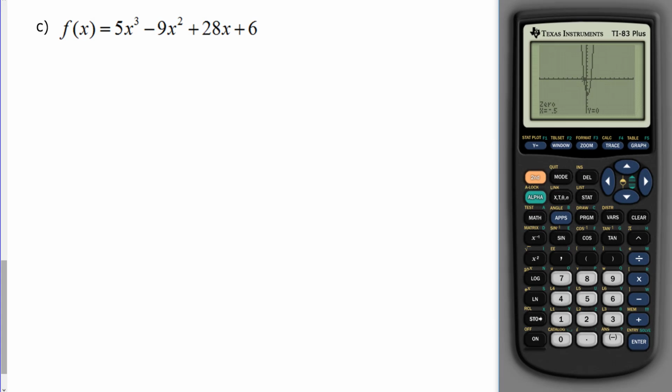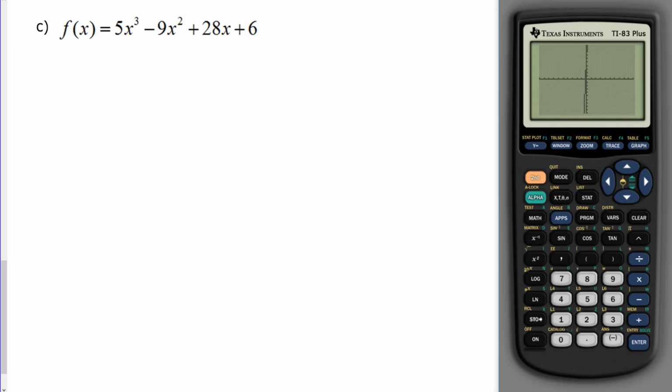Begin, as always, finding initial rational zeros. So 5x cubed minus 9x squared, whoops, plus 28x plus 6. Graph it.